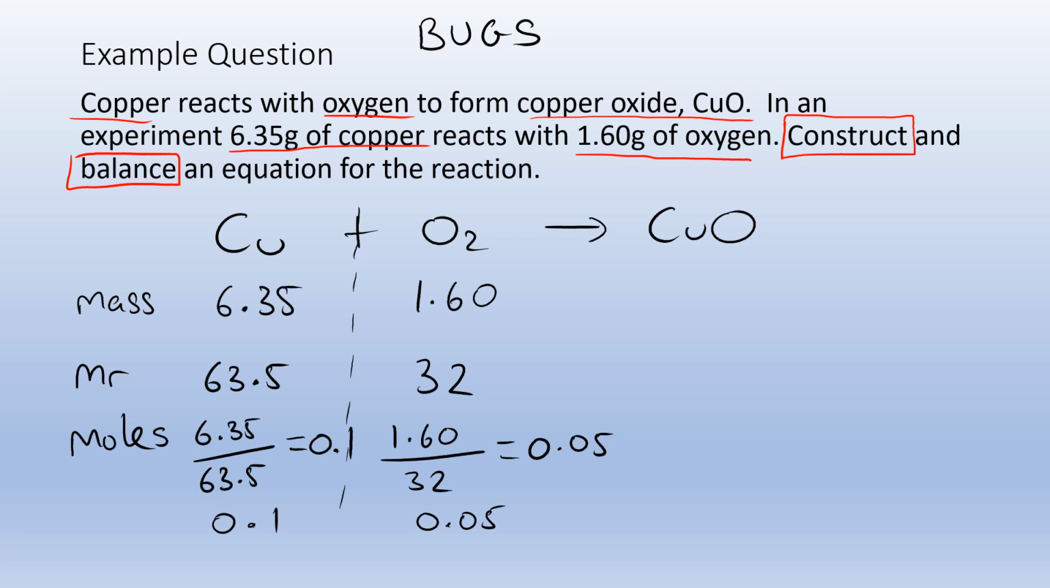For my final step then, I'm now going to work out what the ratio is. And to do that, I'm going to look at my number of moles and decide which is the smallest number. And I'm going to divide each one by the smallest number. So underneath copper, it's going to be a big 2. And oxygen, 0.05 divided by 0.05, that is a 1. So we've got a 2-to-1 ratio here.